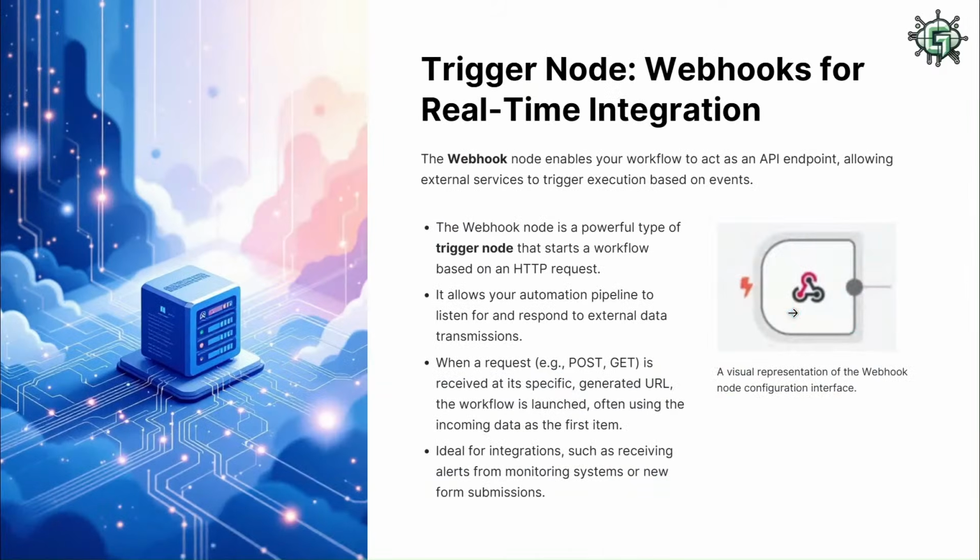Next is trigger nodes. Trigger nodes include webhooks, which we have already discussed. The webhook node acts like an API endpoint. It triggers based on an external HTTP request, like GET or POST. It uses the incoming data as the first workflow item, and then the whole chain of nodes, the building blocks, will start. It is ideal for real-time integrations like alerts or form submissions.